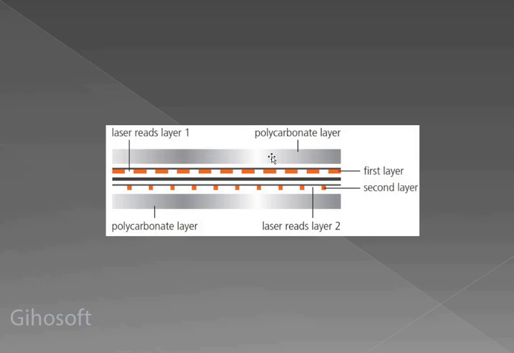This is the first layer. This is a spacer in between, and then this is the second layer. Both layers are sandwiched together, and a transparent spacer is there in between, so that the laser can cross from here and move on to the second layer.